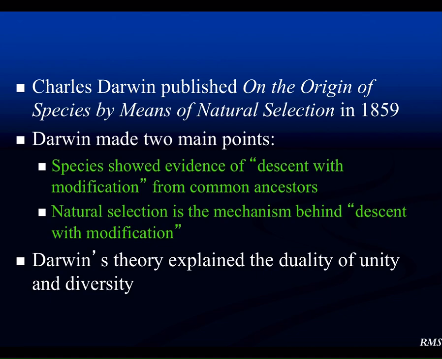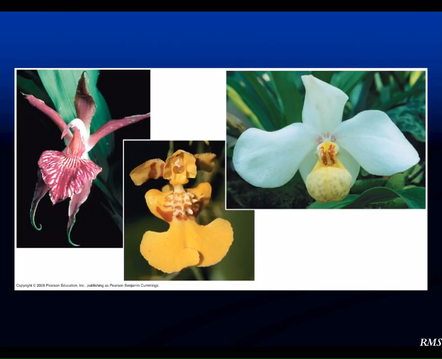In other words, how can we have so many different species on their planet, but there's still certain features that they share? So there's the duality there, meaning they're both together. There is unity, but there's also diversity. So if we look at this picture, for instance, these three flowers you're looking at are orchids. Now you look at them and there's amazing diversity there. They're different colors, different shapes, different sizes. But you also notice that there's some similarities between them.